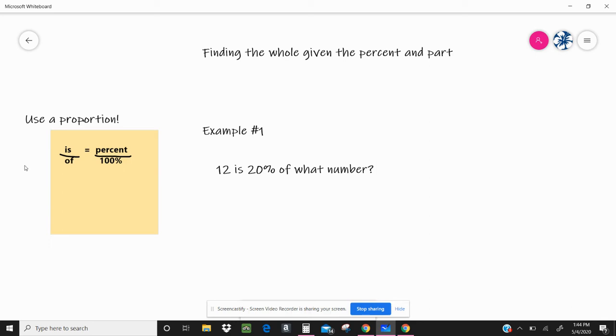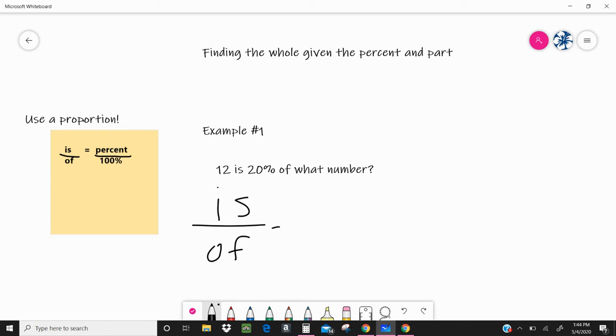All right, so again, let's refer back to our manila color box over here. Is over of equals percent over 100. So again, we're going to be piecing all the pieces to where they belong and solving for each proportion. Okay, so let's go ahead and start with placing our is, of, percent, and 100. You guys should be experts at this by now. All right, so let's look at this. 12 is 20% of what number?